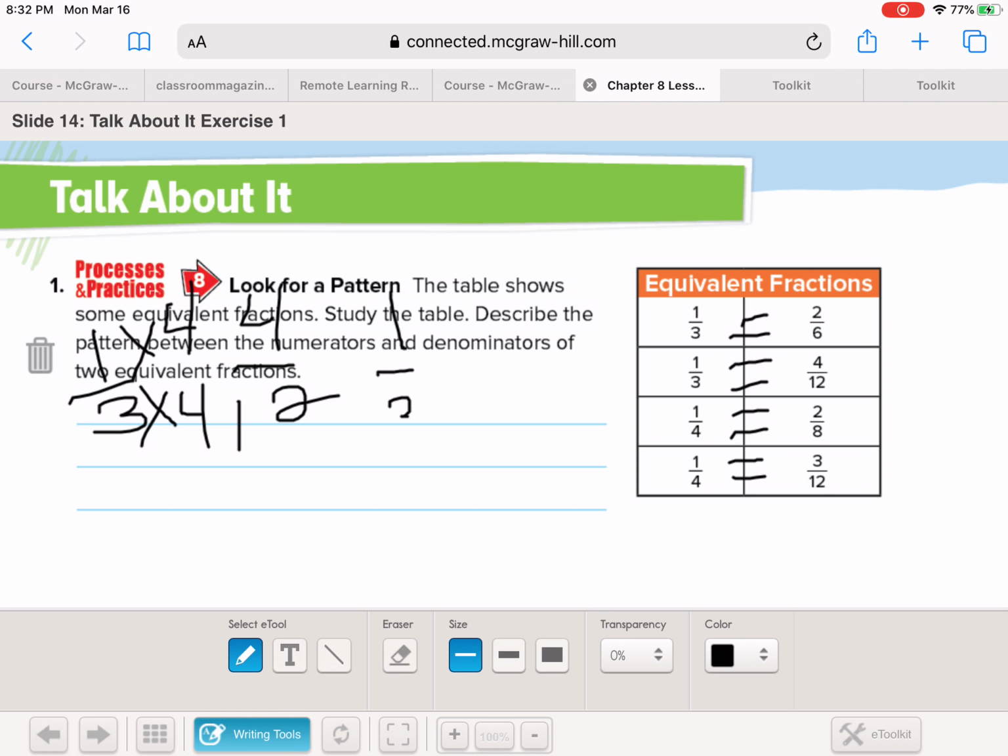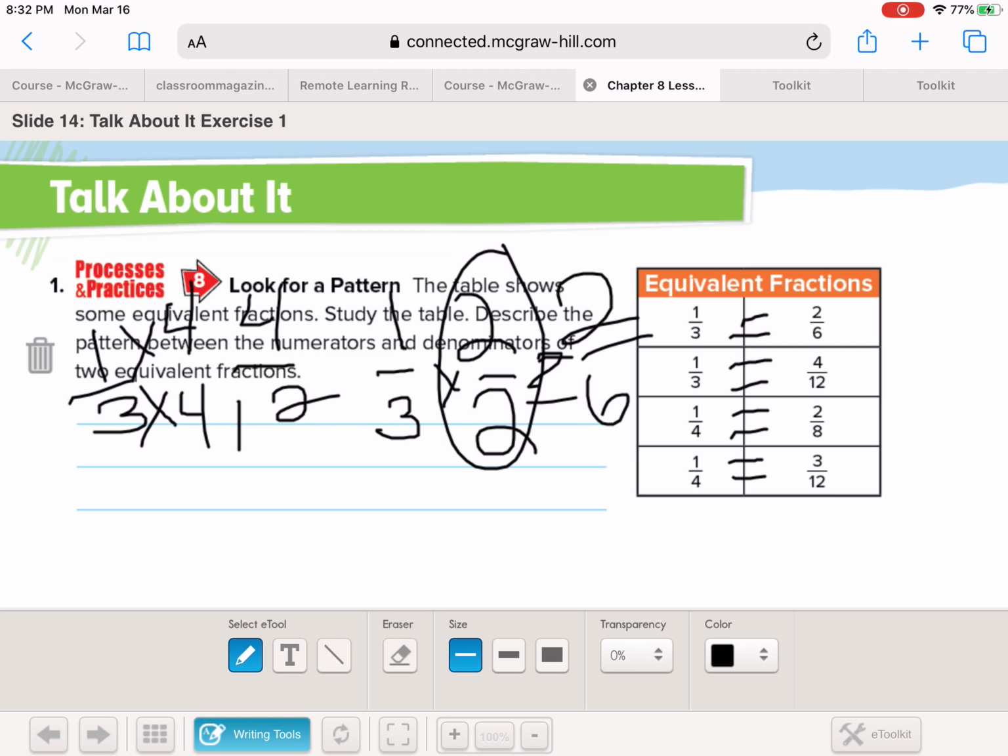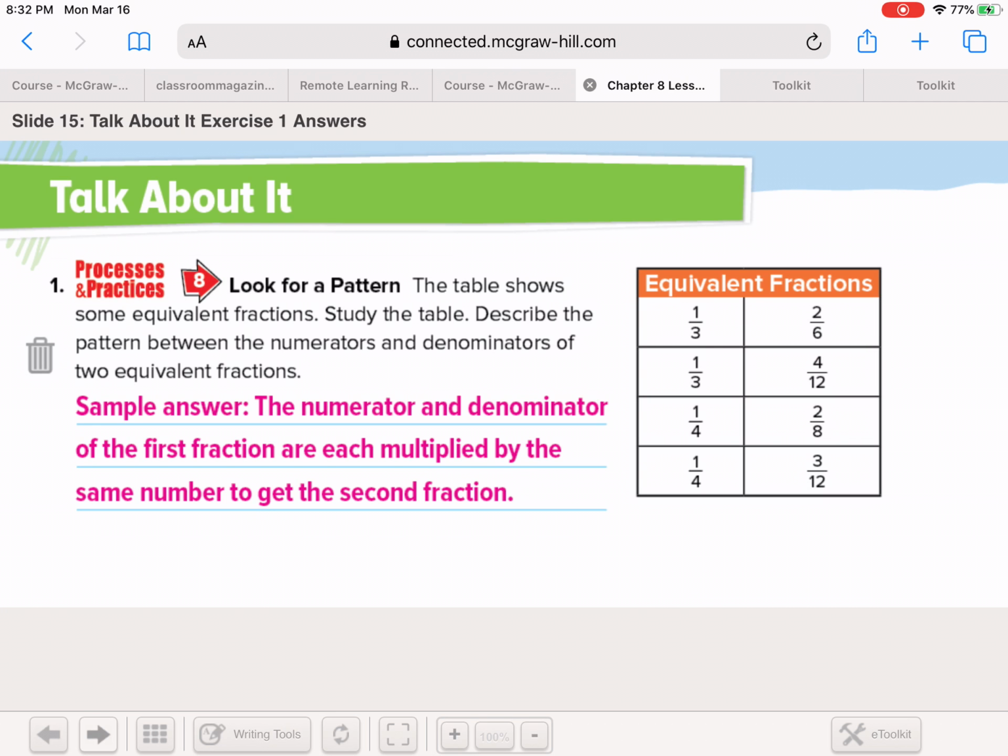So we've got 1/3. 1/3 times what gives us 2/6? So 1/3 times what? Well, 2. So 1 times 2. So that's another way that you can find equivalency, but we're going to save that for later. Okay? So look, each is multiplied by the same number to get the second fraction.